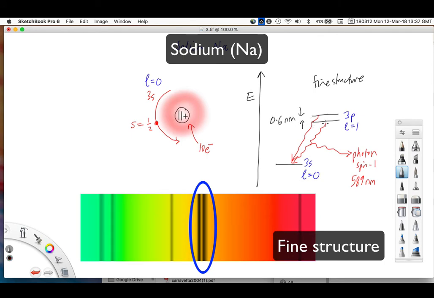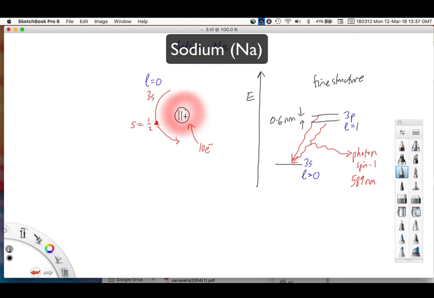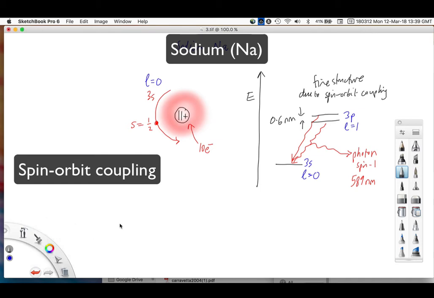And we now understand that this fine structure comes because of a coupling between the orbital angular momentum of the electron, which is L is 1 in the p orbital, and the electron spin due to an effect called spin-orbit coupling. We can use our rules for combining angular momenta to see how this works.